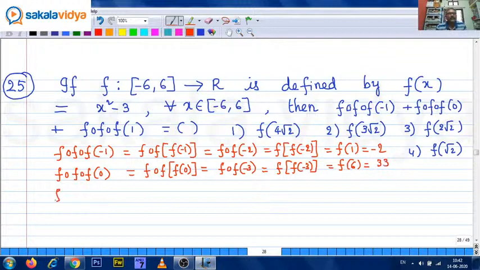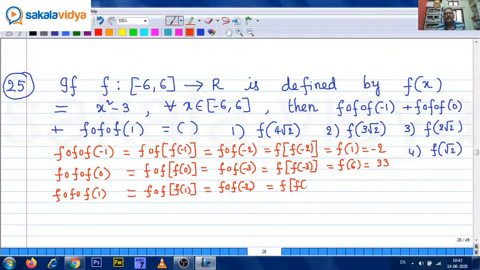Now next we need to find f circle f of 1. This will be f circle of f of 1, which means minus 2. The same value we will be getting: f of minus 2, that will be f of 1 equal to 2. So adding these three, we get the given expression. Minus 2 plus 2 cancel, 33.